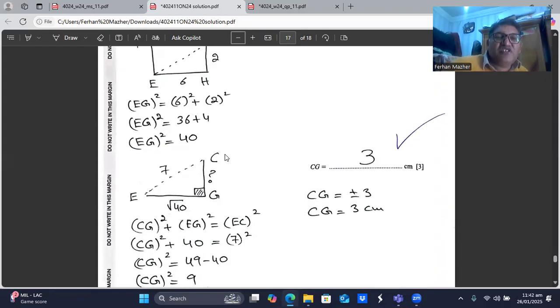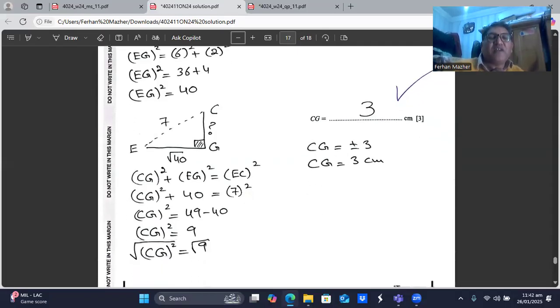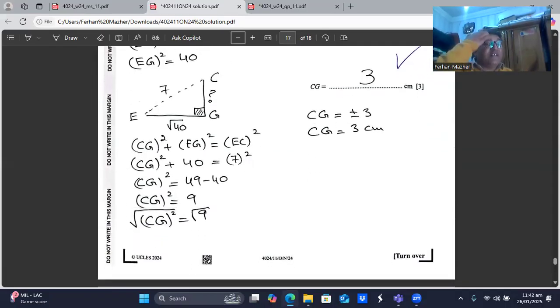And in EGC, I want to find out GC. I know this side, that's under root 40. And I know the EC side that is given in the question, that is 7. I will apply Pythagoras here and I will be able to find out the CG. So CG square plus EG square is equal to EC square. So CG square plus 40 is equals to 7 square.